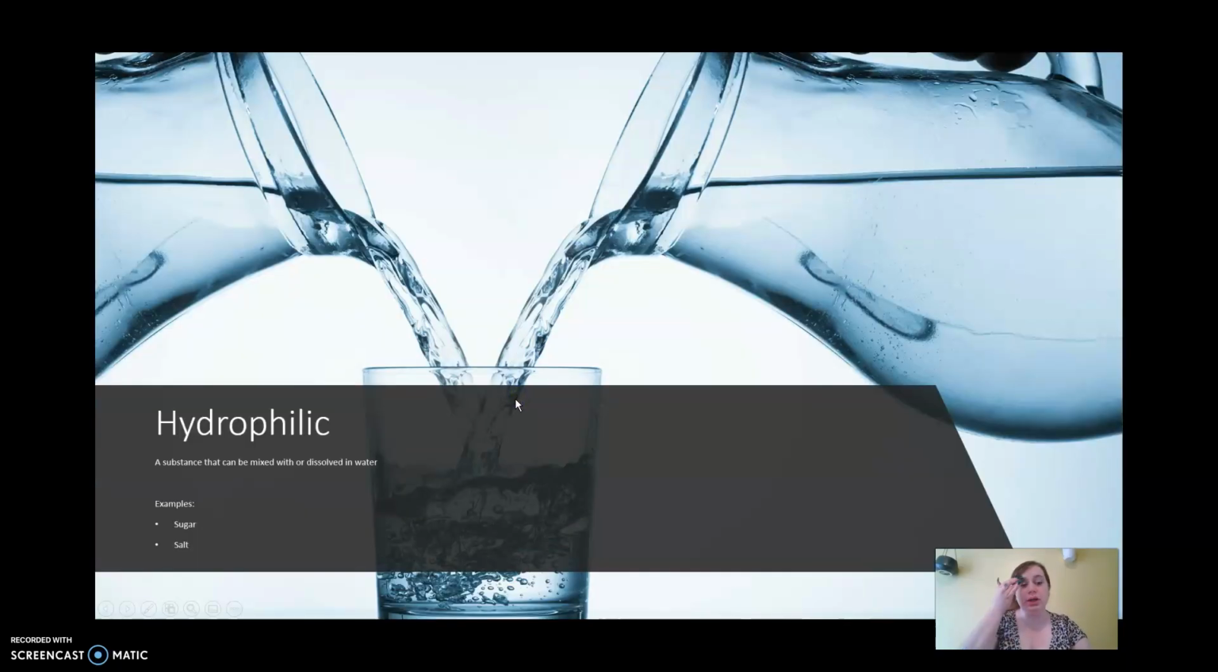So the first one is hydrophilic. Those are substances that can be mixed with water and will completely dissolve into one smooth substance. That is because the substance that you are trying to mix with the water has oppositely charged atoms, so they will connect and they will form that one cohesive substance. Some examples of that are sugar and salt.